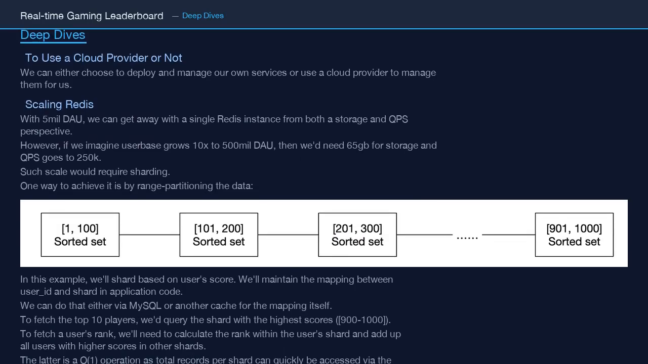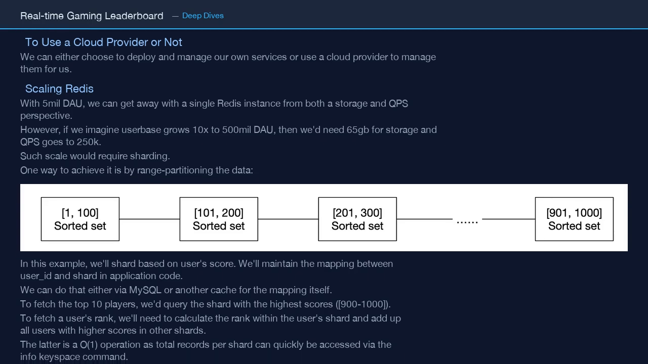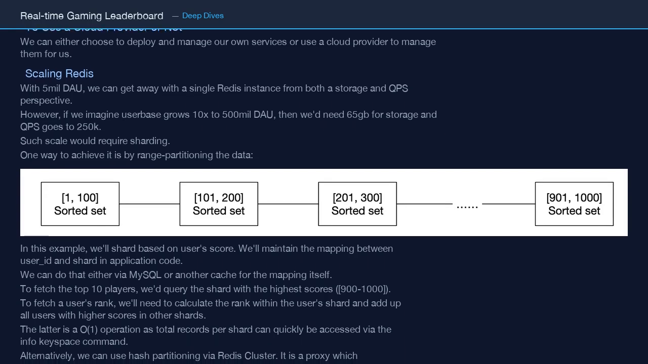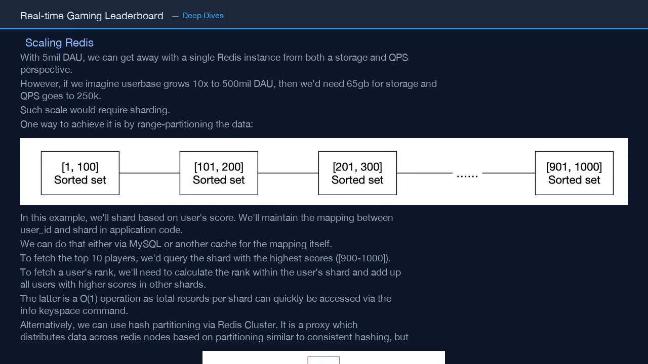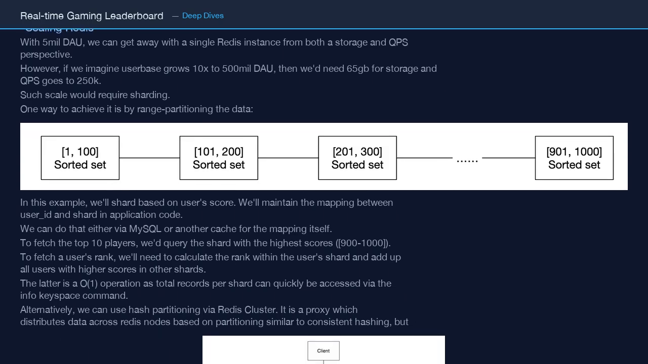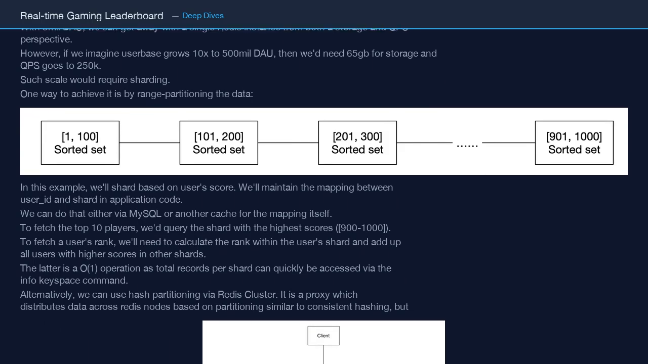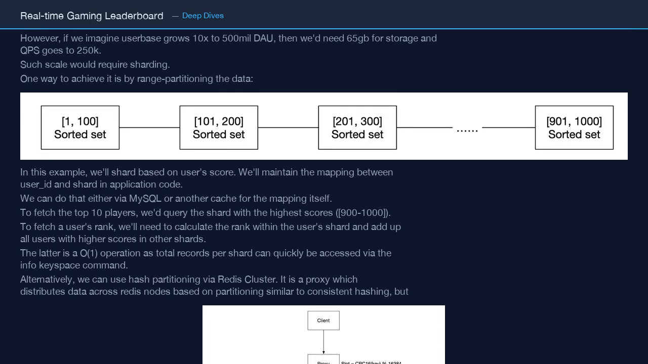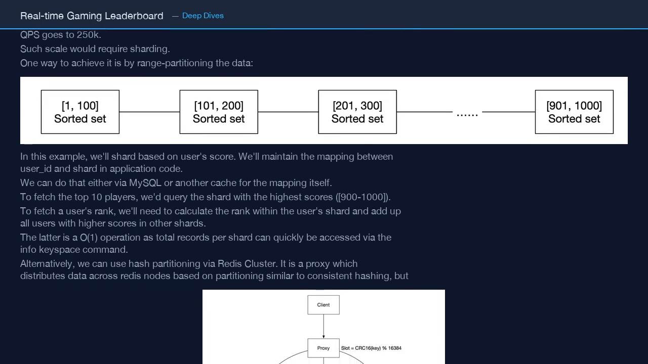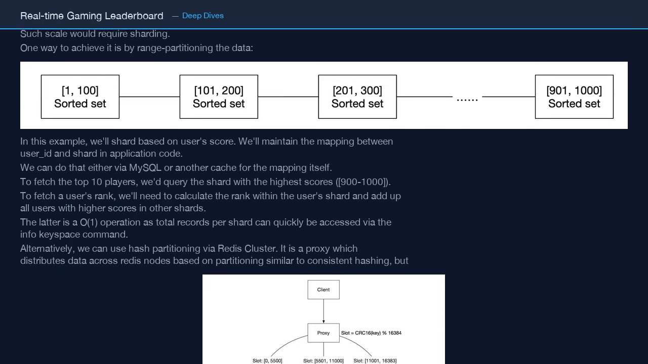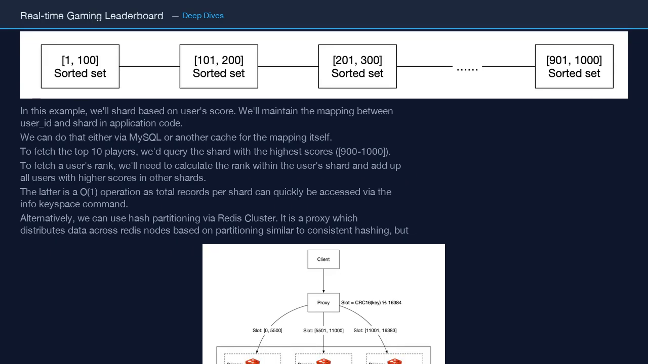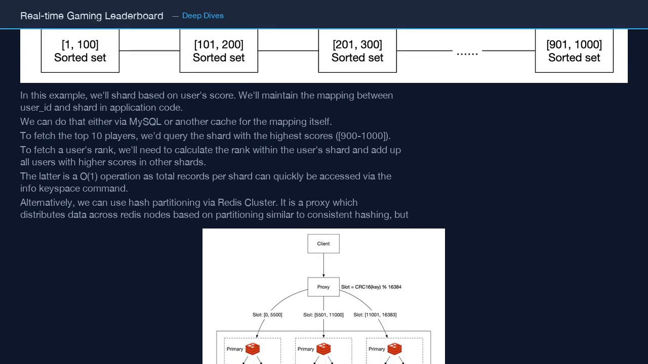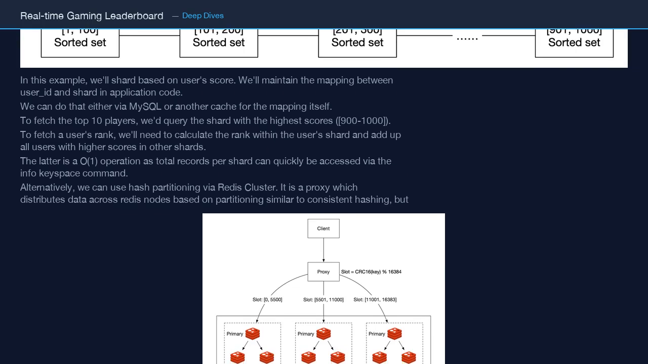Now let's move into the deep dive section, where we examine the more nuanced decisions in this design. The first topic is whether to use a cloud provider or not. This is a fundamental infrastructure choice. We can either deploy and manage our own services, handling all the operational overhead ourselves, or we can lean on a cloud provider to manage that infrastructure for us.